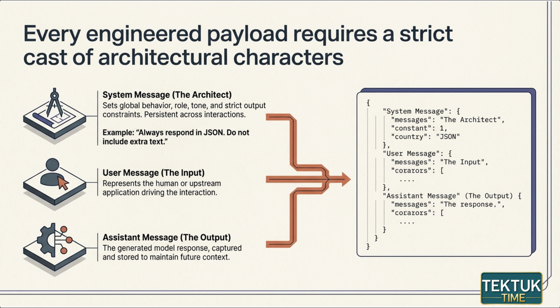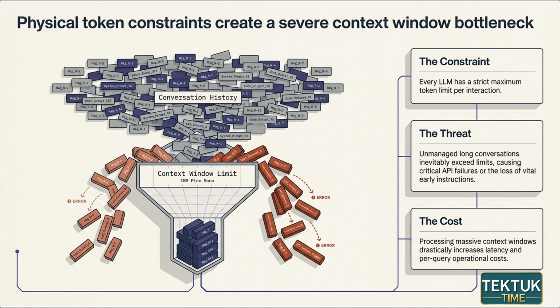All right, part 3, beating the token bottleneck. This is where things get real. See, stacking up all this history introduces a really harsh physical constraint. Every single model out there has a strict maximum token limit. You can just think of a token as a piece of a word. When all those past messages try to cram into a tiny context window, they spill over. Unmanaged long conversations are going to inevitably exceed those limits. Best case scenario, the API simply rejects your request and throws an error.